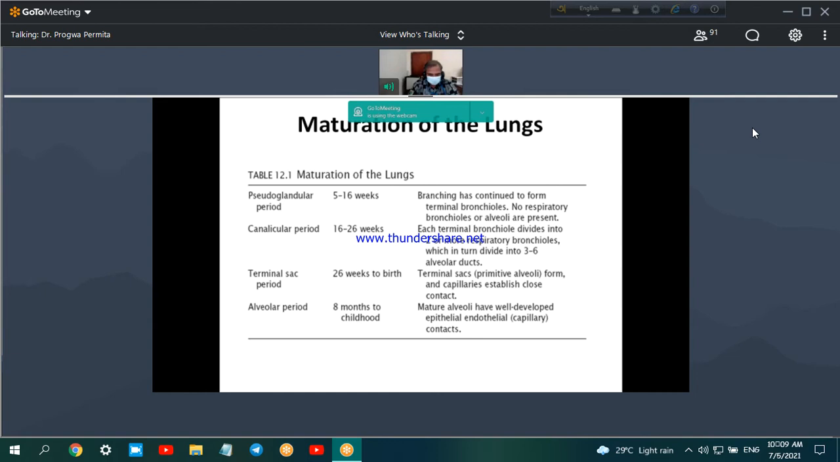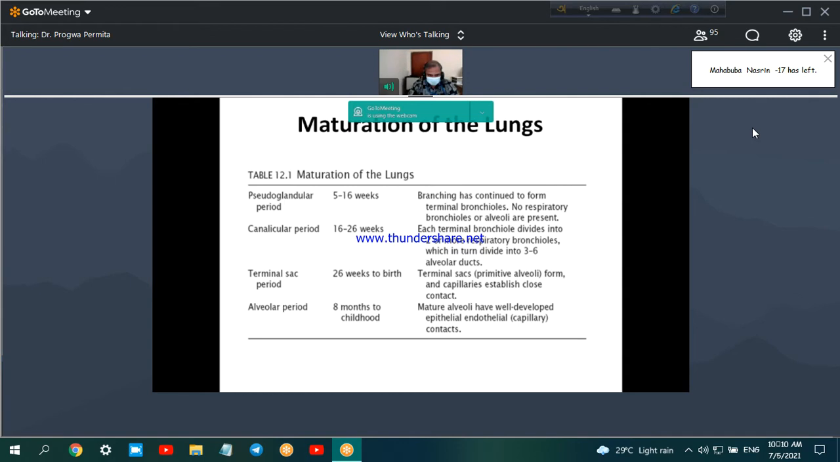And then the canalicular period from week 16 to 25 or 26 weeks. Here the bronchioles are produced, with an increasing number of capillaries in close contact with cuboidal epithelium and the beginning of alveolar epithelium development. And then the saccular or terminal sac period, 24 to 38 weeks or up to birth, or somebody says 26 weeks to birth. Here alveolar ducts and air sacs are developed. That is, the terminal sacs of primitive alveoli are developed and capillaries establish close contact with each other.